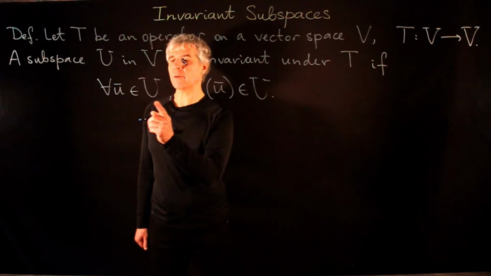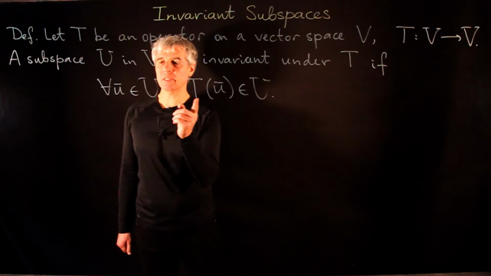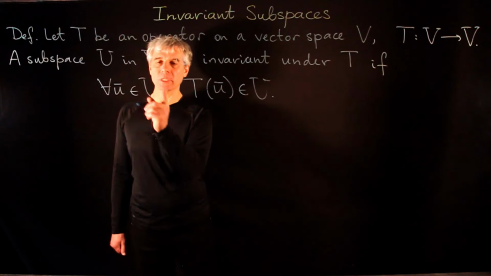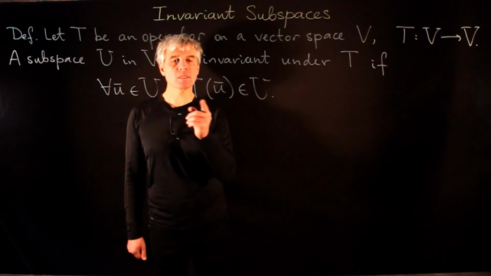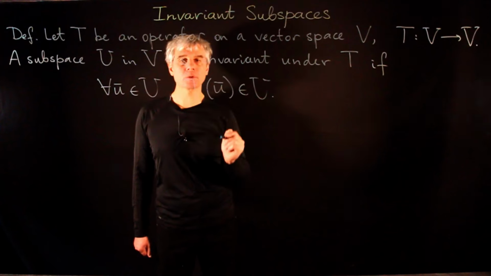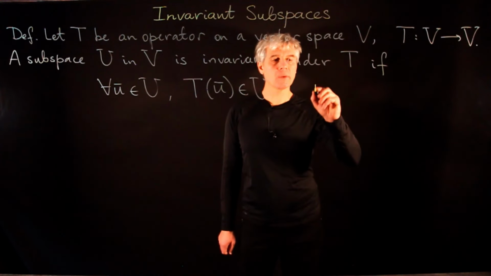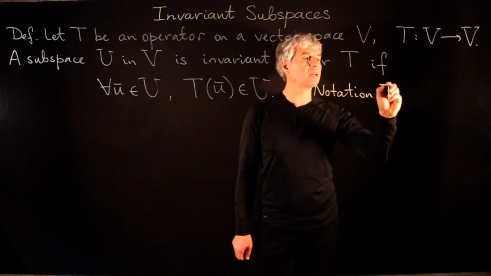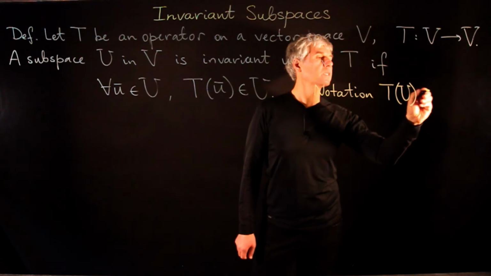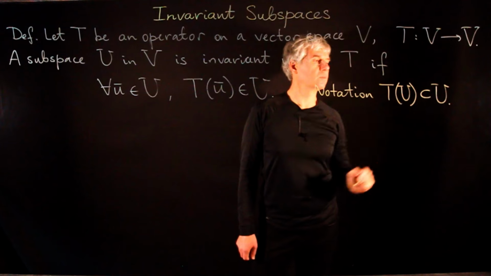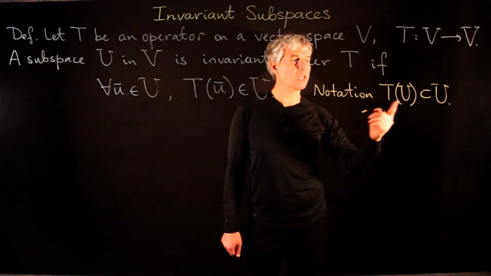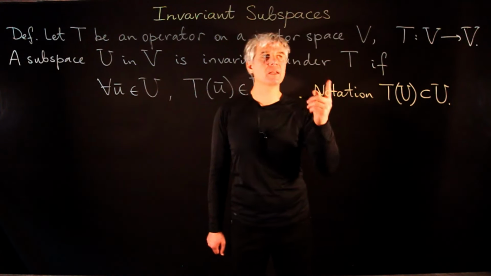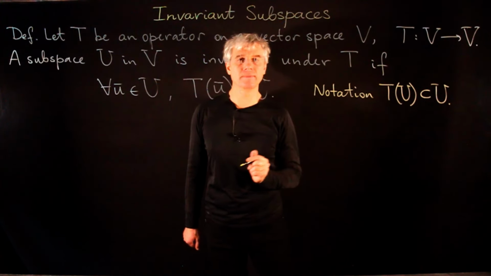So here the requirement is that when we act by operator T on vectors from this subspace, then the values that this operator will produce will still belong to this subspace. Sometimes we use the following notation. So we will write that T applied to the subspace U sits inside U. So this is another way to express the fact that U is an invariant subspace for the operator T.